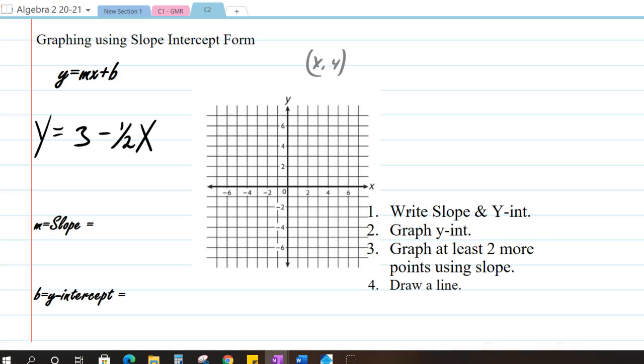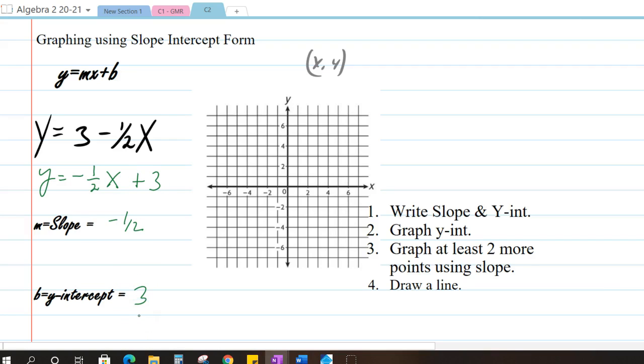Here are the steps. First, you need to make sure your equation is written in slope-intercept form. Is this equation written in slope-intercept form? Well, it's supposed to be y equals mx plus b. No, it's simply written backwards. So I'm going to rewrite it properly. Y equals negative 1/2 x plus 3. All I did was write the negative 1/2 x in the front and the 3 in the back. Then you want to write out what the slope is, negative 1/2, and the y-intercept, positive 3.